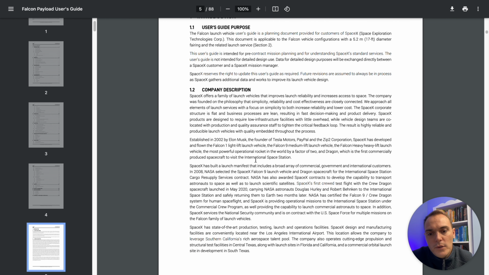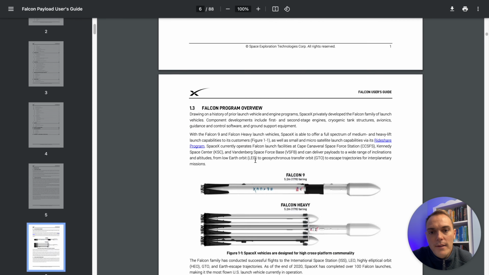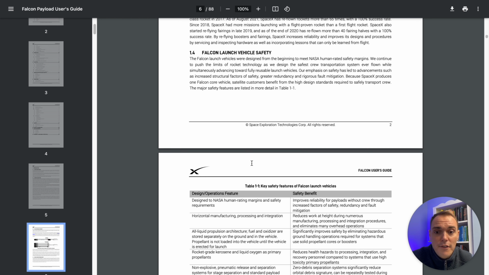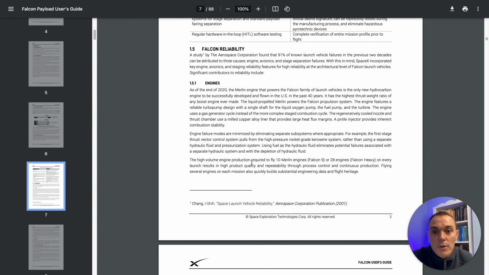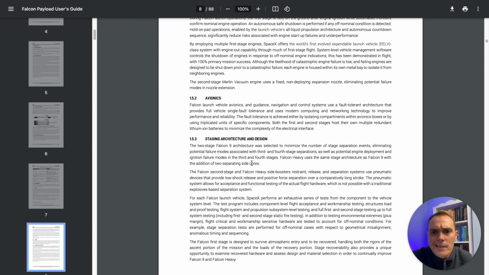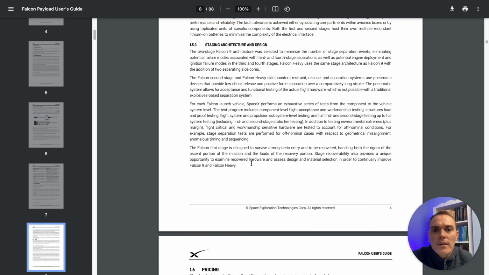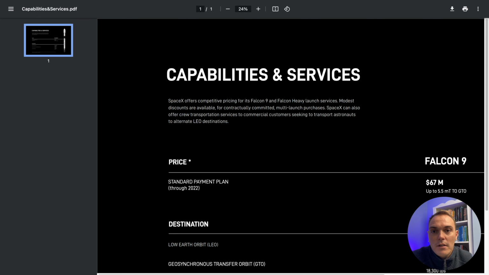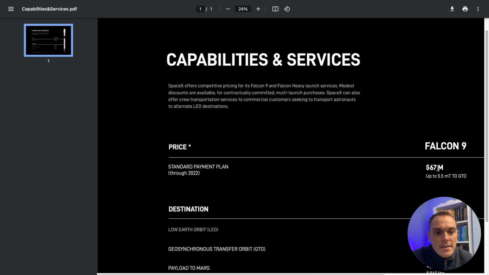So we're going to quickly run through this, super quick, to have a look at it, but it's really cool. It gives you a good introduction to Falcon 9 and Falcon Heavy. It talks about the reliability, which you're obviously going to care about, because if you put a bit of kit on there and it blows up, then that's going to be really important. Architecture and design talks about pricing. Couldn't help myself. If you want to put something in orbit, it's 67 million quid.